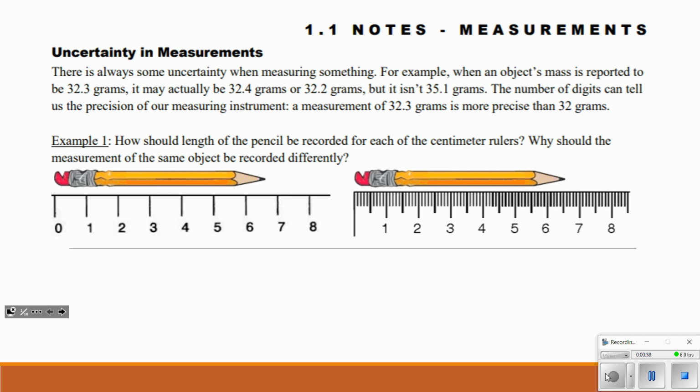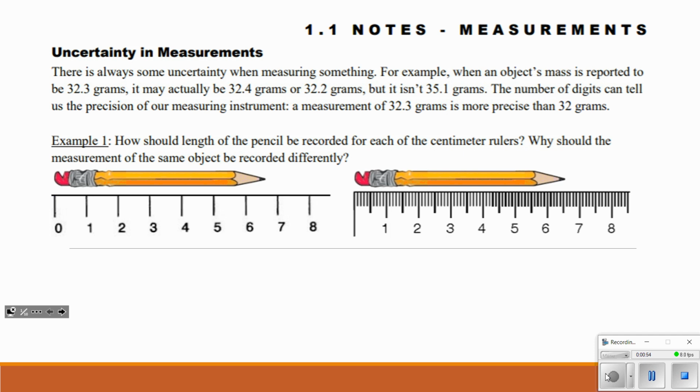The number of digits can tell us the precision of our measuring instrument, and we know that a measurement of 32.3 grams is going to be more precise than 32, and those are going to be derived by what type of instrument you have.